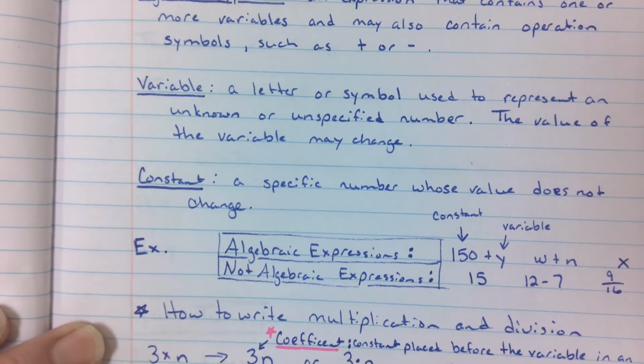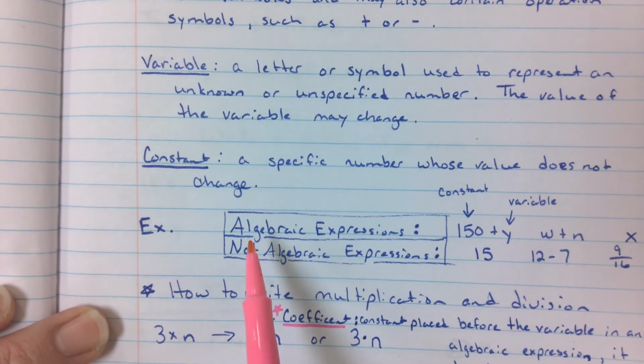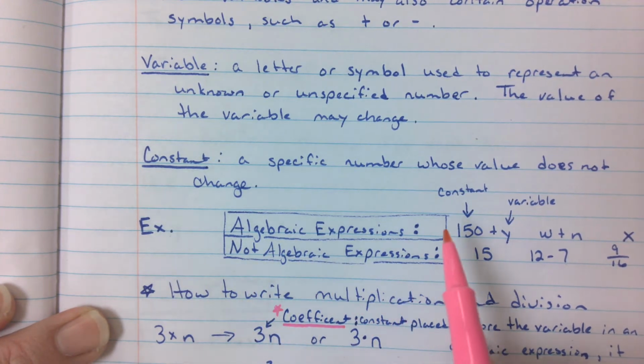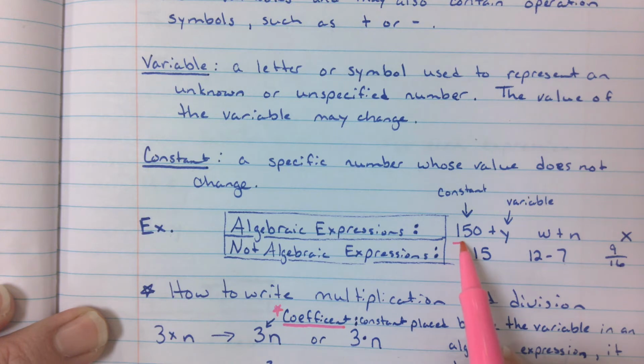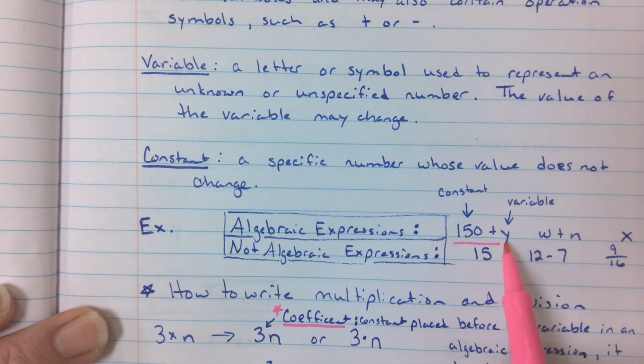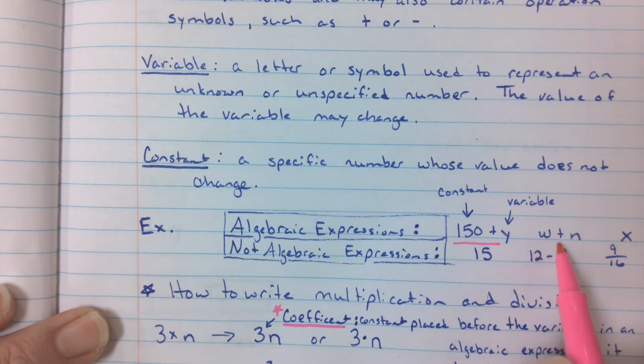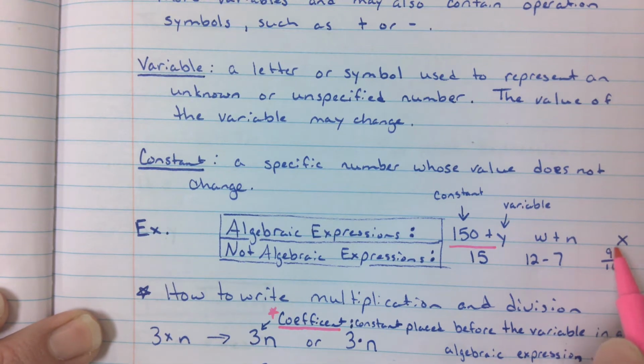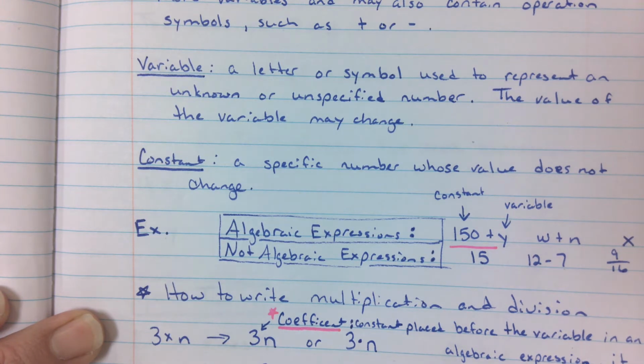So here's some examples. I'm going to show you examples of algebraic expressions and then ones that are not algebraic expressions. So right here we have 150 plus y. I have my constant here and my variable here. This is an algebraic expression. w plus n. So I've got a variable plus a variable. That is an algebraic expression. And then just the variable by itself, just x, that is an algebraic expression.